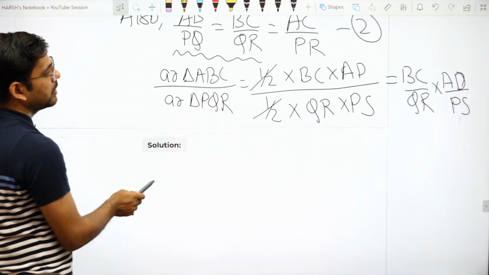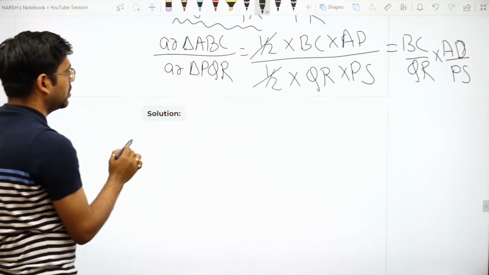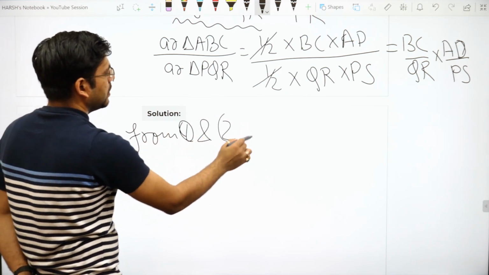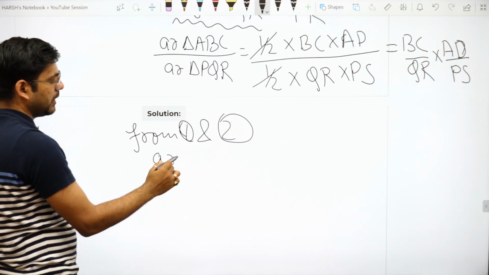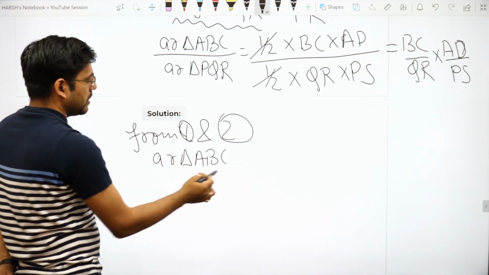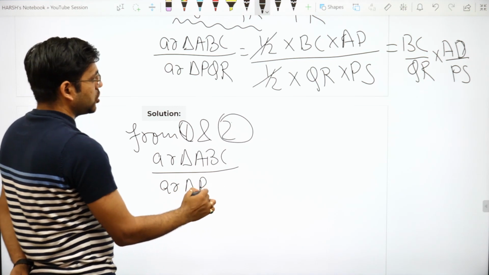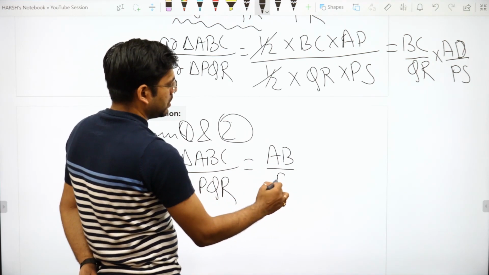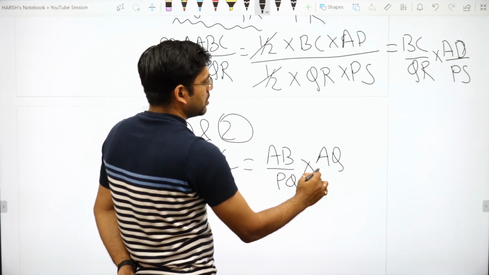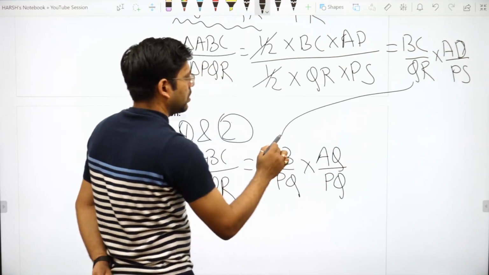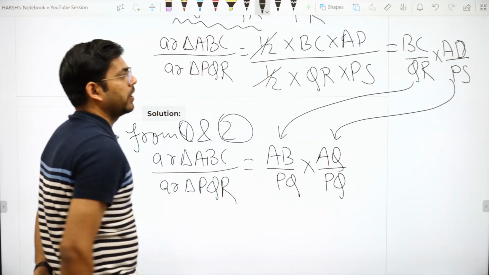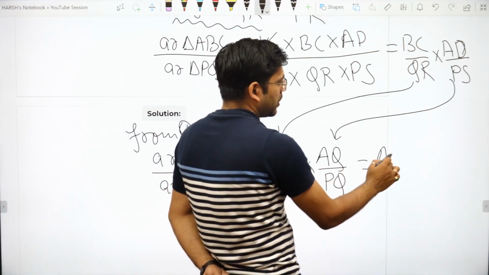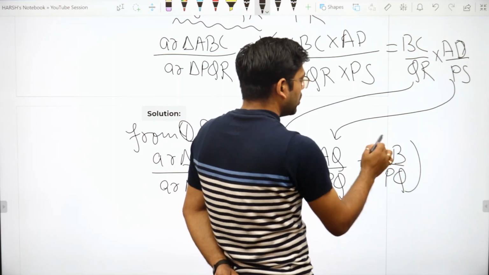So I'll simply write that from first and second, I will write that area triangle ABC divided by area triangle PQR is equal to AB upon PQ into AB upon PQ. And once you have got this AB upon PQ, surely you will write AB upon PQ whole square.